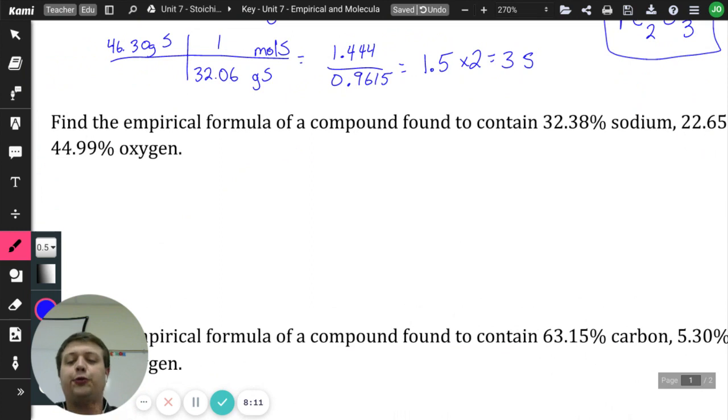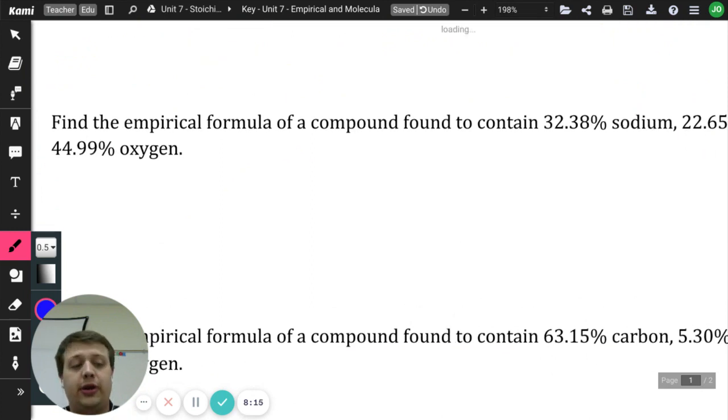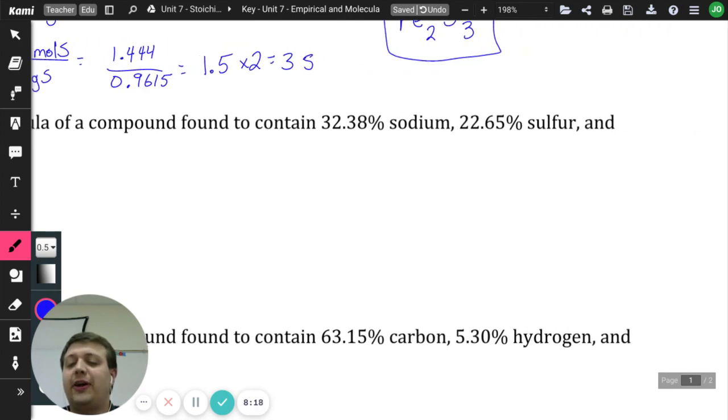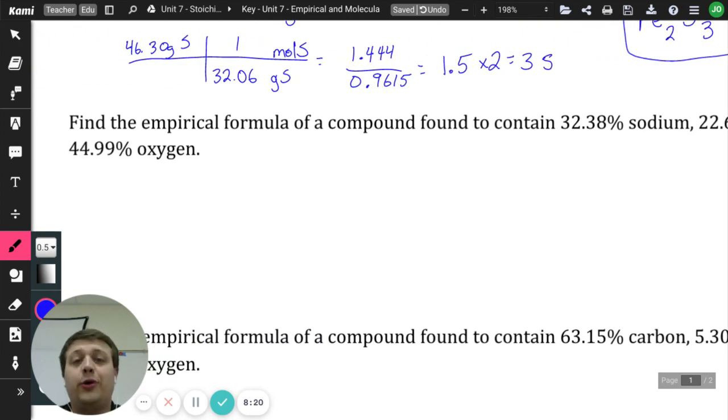So it says, find the empirical formula for a compound found to contain 32.38% sodium, 22.65% sulfur, and 44.99% oxygen. Okay, so thinking about our empirical formula, we know percent to grams, grams to moles, divide by the smallest, multiply till whole. So we've got those 4 steps that we need to complete. So the first step is percent to grams. Okay, so we haven't done that yet, right? But remember that what I told you is we're going to assume our percentage is out of 100 grams.